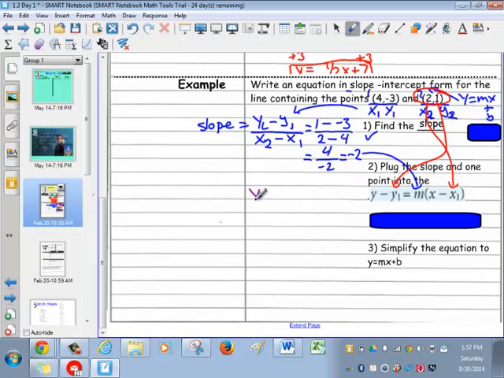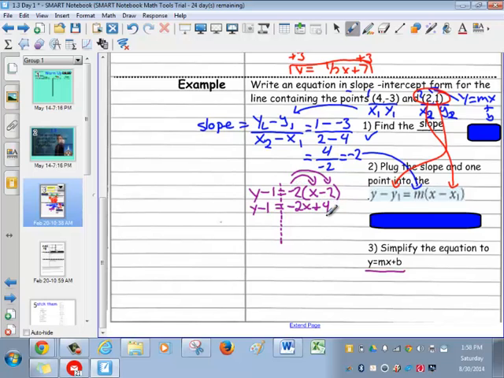So we have y minus y1 turns out to be 1 is equal to negative 2 times x minus x1 was 2. Now I know it was x2, but this point that we chose was 2. So now what we're going to do is simplify it, because what we want to do is make this look like this, y equals mx plus b. So we got to do a little simplification. First thing I'm going to do is distribute this negative 2 into the x and the negative 2. So I have y minus 1 still on this side is equal to negative 2x. That's from this part, and negative 2 times negative 2 is plus 4.